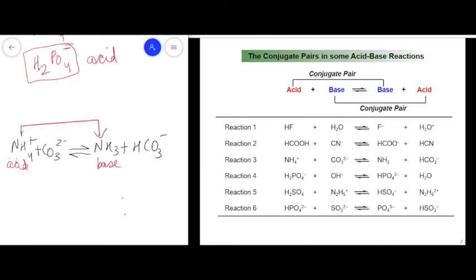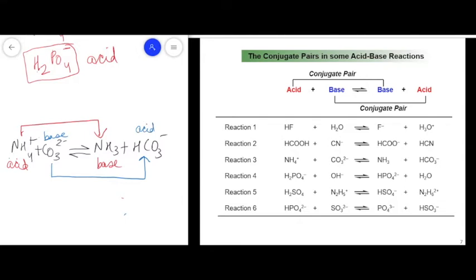This CO3 2 minus has changed into HCO3 minus, right? So what has changed here? It has accepted a proton. So if this accepted a proton, that makes this a proton acceptor, a base, and that makes this product right here automatically its conjugate acid. A base makes a conjugate acid, and an acid makes a conjugate base.